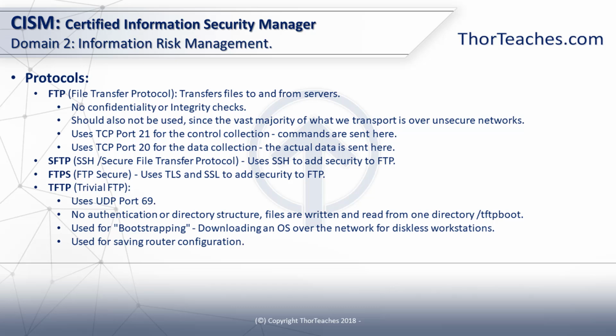We also use one more version of FTP, TFTP, Trivial File Transfer Protocol. TFTP runs on UDP port 69, and there is no authentication or directory structure. All files are written and read from one directory, which is normally the TFTP boot directory. TFTP is used for bootstrapping, which is where we download the operating system over a network for diskless workstations. Remember, those are the ones we also use the reverse ARP for to get an IP address. And we'll also use TFTP for saving router configurations.